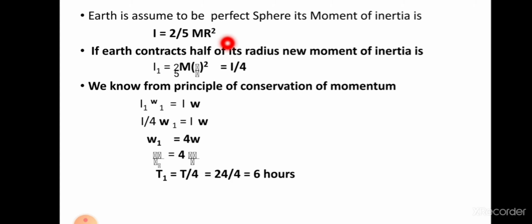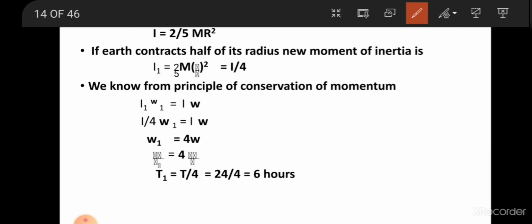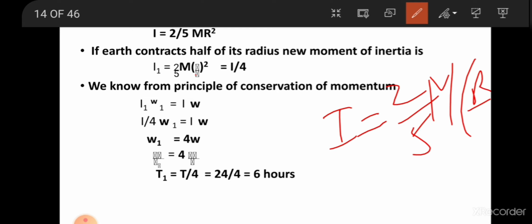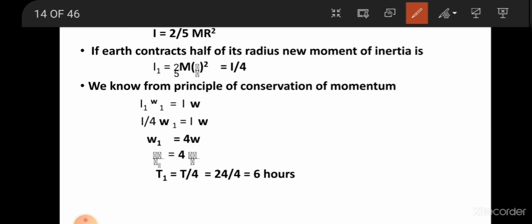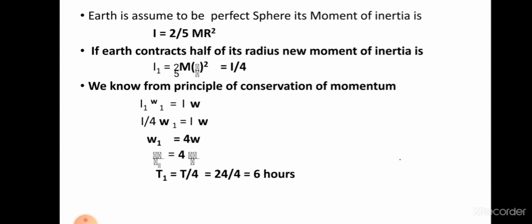See, considering Earth as a perfect sphere, the moment of inertia of Earth, I, is 2 by 5 mr square. If its radius contracts to half, then its moment of inertia becomes I by 4. It decreases 4 times, because our new I will be 2 by 5 times m into r by 2 whole square, because our new radius is r by 2. That gives us 2 by 5 mr square divided by 4, which will finally give us I by 4. So our new moment of inertia will be I by 4.